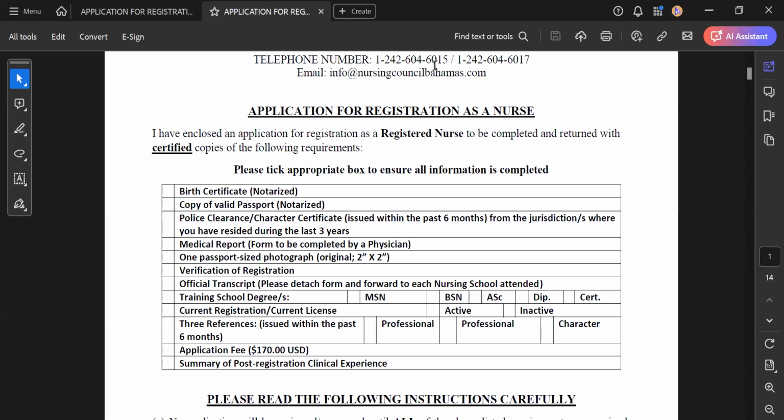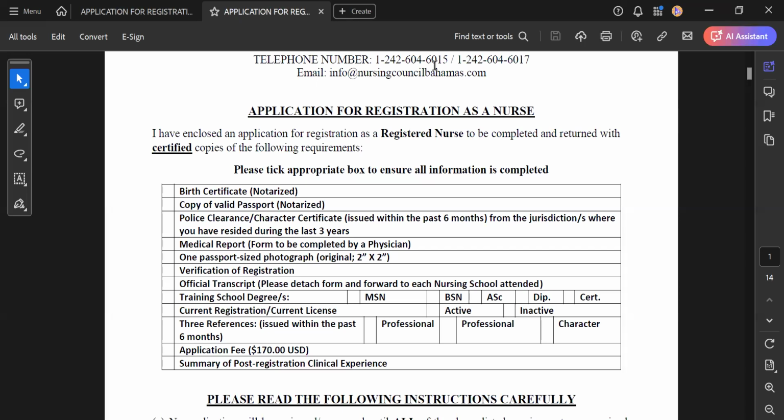So if it's active, you take active. If it's inactive, you take inactive. And you run a photocopy or a scan. All the photocopies and scans that you are going to do and bring to the Bahamas should be in color. It shouldn't be black and white. You are not sending your original copies. You are making colored photocopies or colored scan copies of all the original documents.